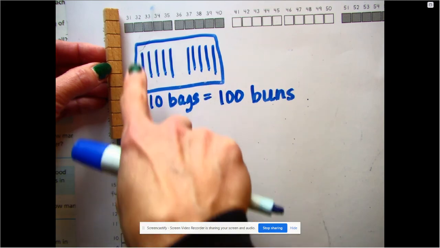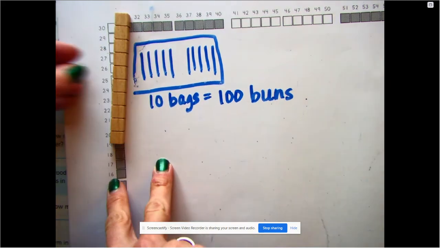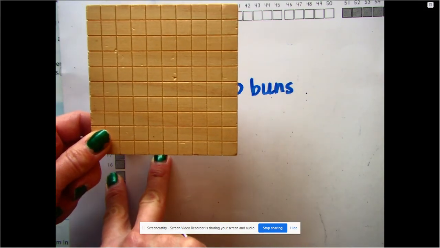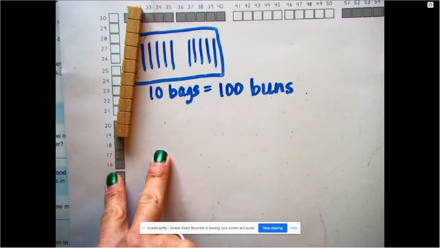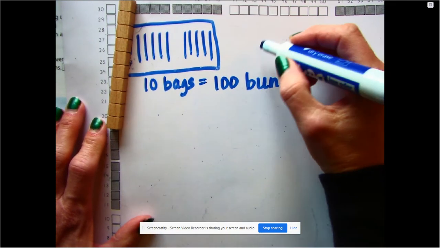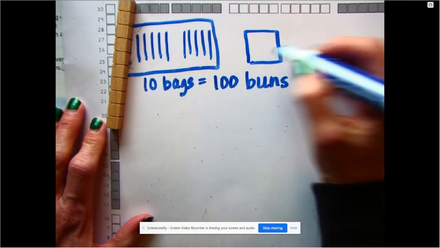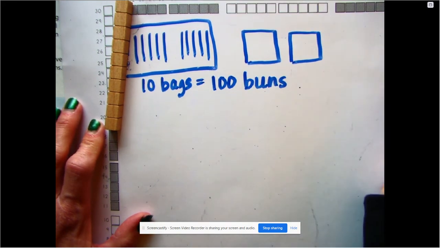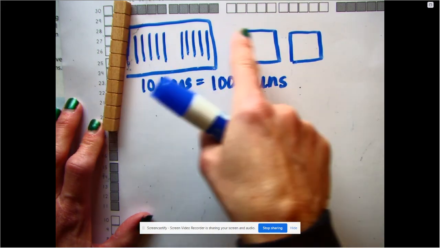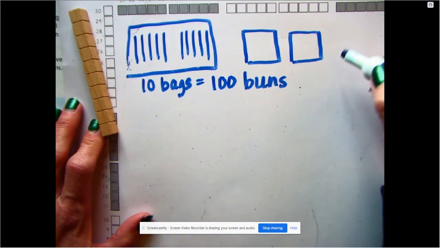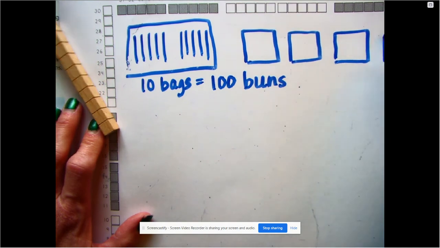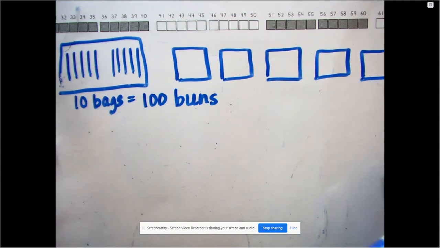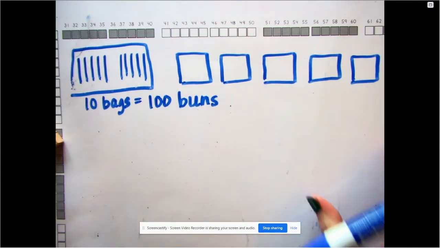It's a lot easier to draw a square to show my 10 bags, right, than it is to draw all of those sticks. So if this is 10 bags, there's another 10 bags, another 10 bags. So I have 10, 20, 30, 40, 50 bags, 60 bags. It says I had 62 bags.